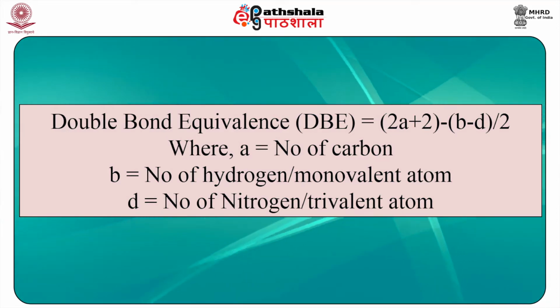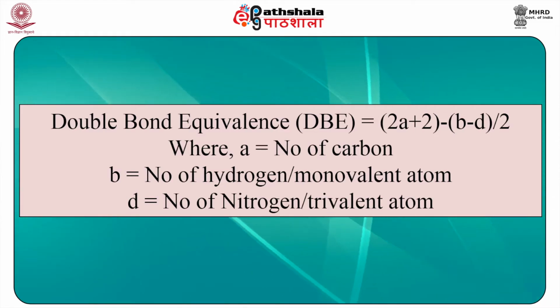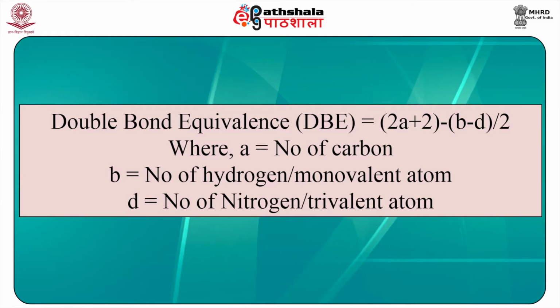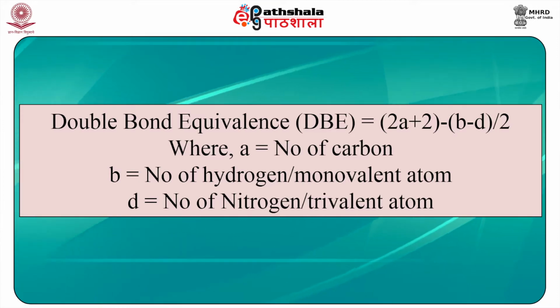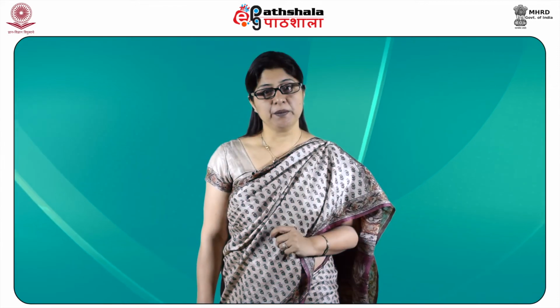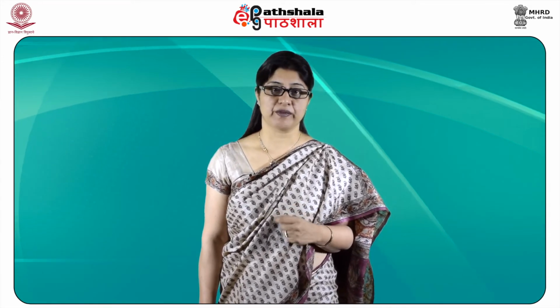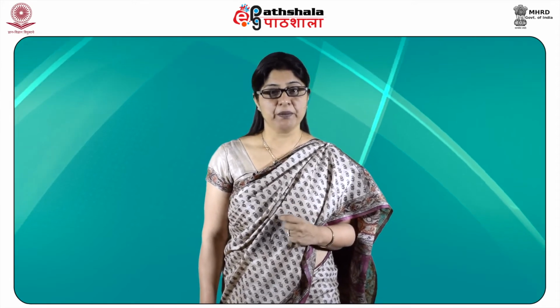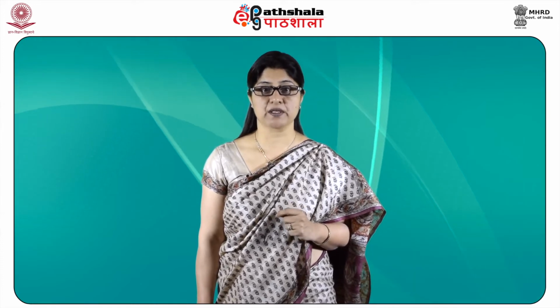Here, A is the number of carbon atoms, B the number of hydrogen or the monovalent atoms, and the number of nitrogen or the trivalent atoms is represented by D. Double bond equivalence is an important factor for determining any organic compound structure. It helps us to understand the number of double bonds present in the compound or the number of cyclic structures.